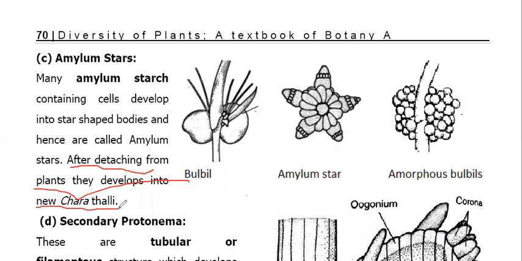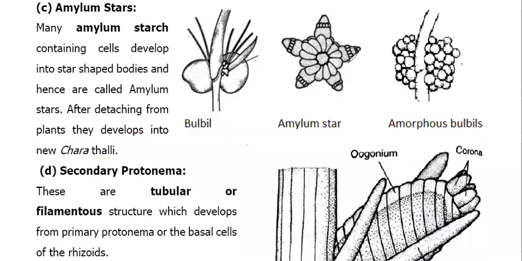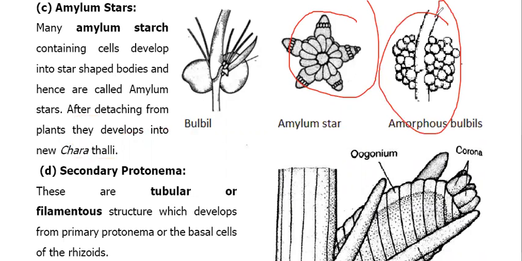Thallus means the amorphous or unorganized mass of cells present in algae. This is the bulbil, this is the myelin star, this is the amorphous bulbil. Bulbils are globose-like structures, whereas myelin stars are star-like structures.